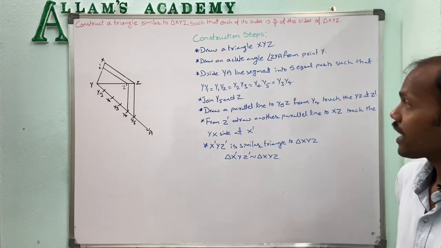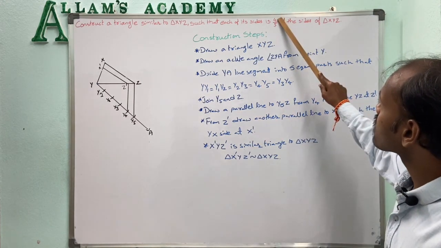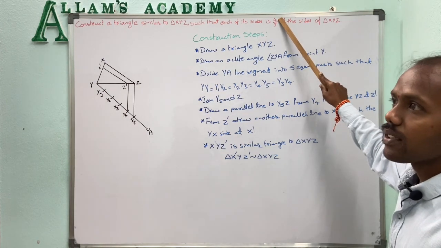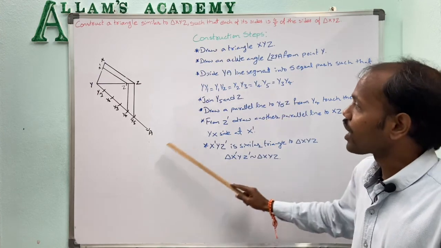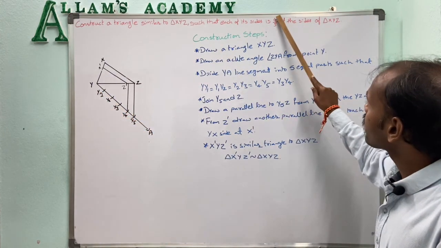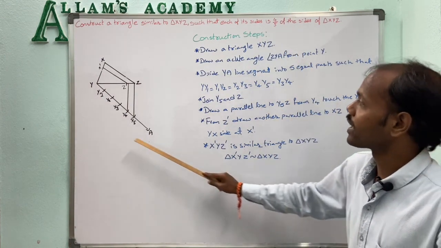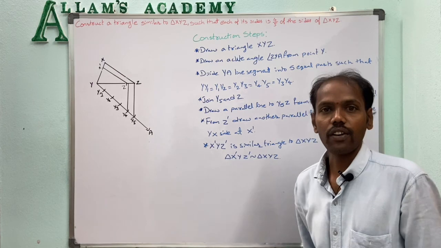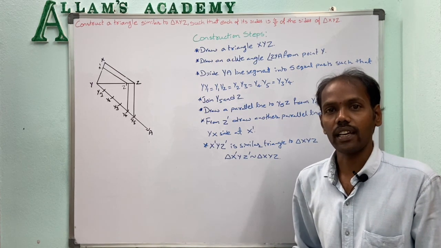And here we have to remember one thing: if the numerator is more, then we have to take the sum of the ratios as the dividing point. If the numerator is less, then we have to take the denominator, that many equal parts, and then we draw the similar triangle.